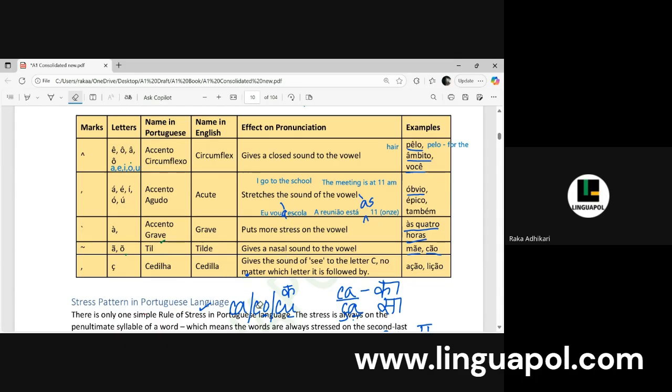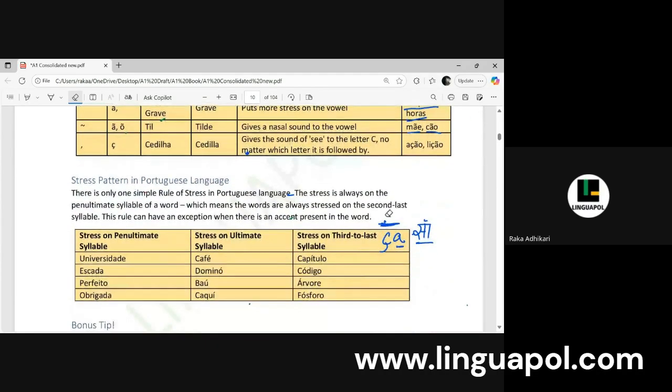One more thing that we will do today is the stress pattern in the Portuguese language. As I told you in the first class, every language has a stress pattern. In English and in Hindi, we tend to put stress on every syllable. We put equal stress on every syllable.